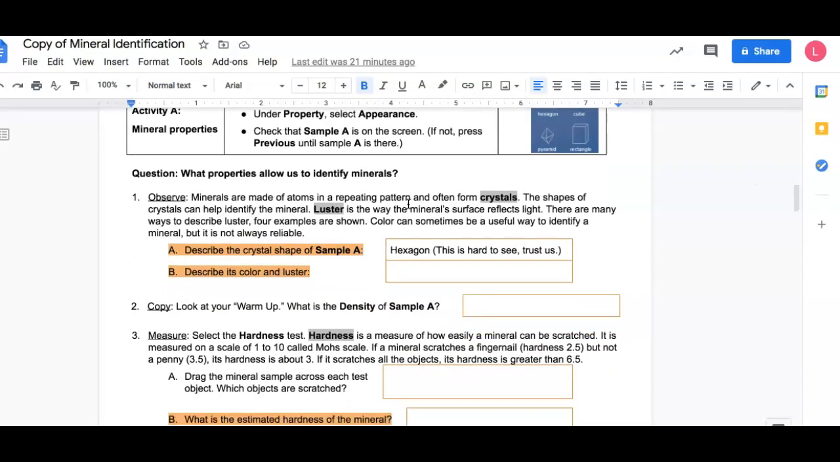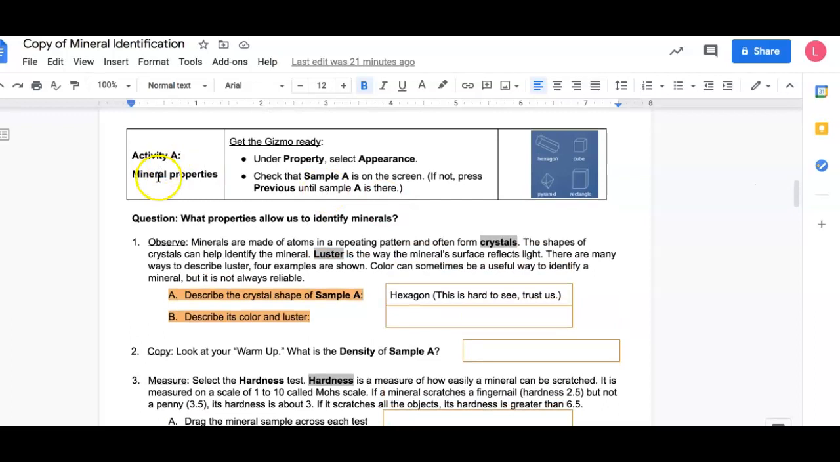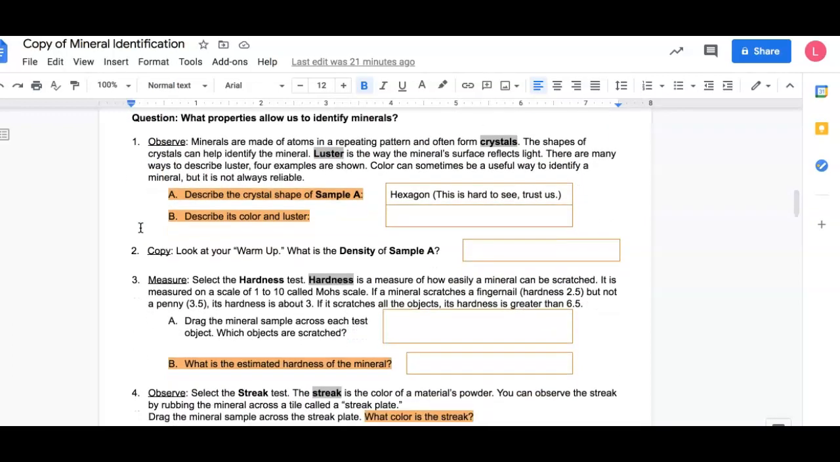The next part is actually identifying the minerals. So what properties allow us to identify minerals? Minerals are made of atoms in a repeating pattern and often form crystals. The shapes of crystals can help identify the mineral. Luster is the way a mineral's surface reflects light. There are many ways to describe luster. Four examples are shown. Color can sometimes be a useful way to identify a mineral, but it's not always reliable. So we're going to describe the crystal shape of sample A and describe its color and luster.